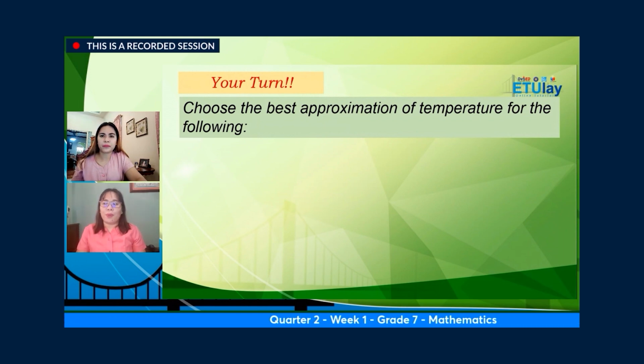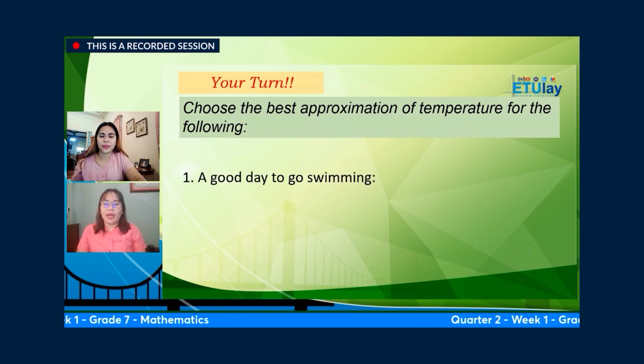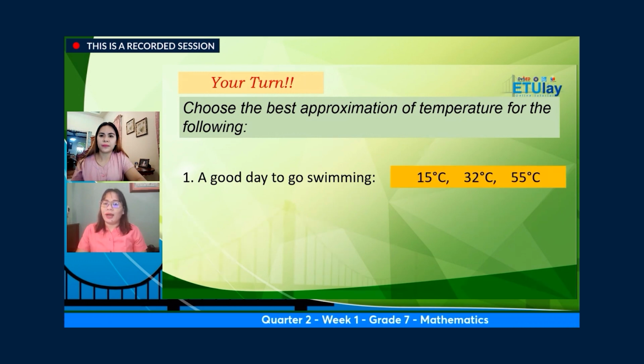We are okay now. Choose the best approximation of temperature for the following. Number 1, a good day to go swimming. We have 15 degrees Celsius. The second one, 32 degrees Celsius. And the last one, 55 degrees Celsius. What is the answer? Yes, it is 32 degrees Celsius.